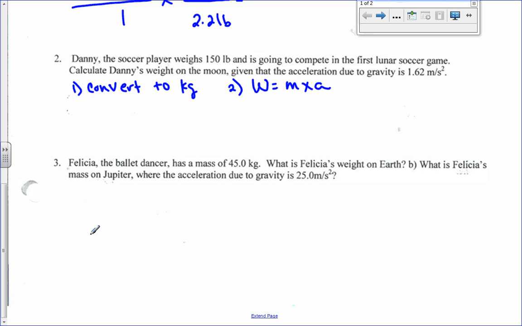Three, Felicia the ballet dancer has a mass of 45 kilograms. What is Felicia's weight on Earth? So first, you just convert kilograms to pounds. And that's all you do for A. And then B, what is Felicia's mass on Jupiter, where the acceleration due to gravity is 25 meters per second squared? If her mass is 45 kilograms on Earth, what's her mass on Jupiter? 45 kilograms. It's a trick question.